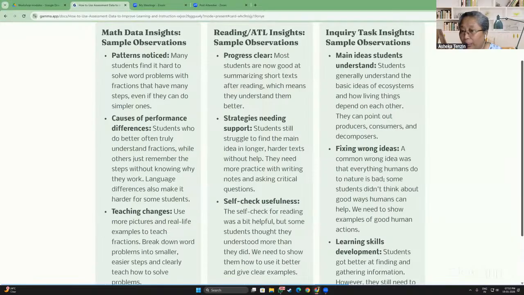But how are we going to fix the wrong ideas? What is a common wrong idea that is there? That everything that humans do to nature is bad. Okay, and some students didn't think that there are good ways that humans can also help. So for removing this wrong idea, you will have to give examples of good human actions. What do humans do in order to save the ecosystem?